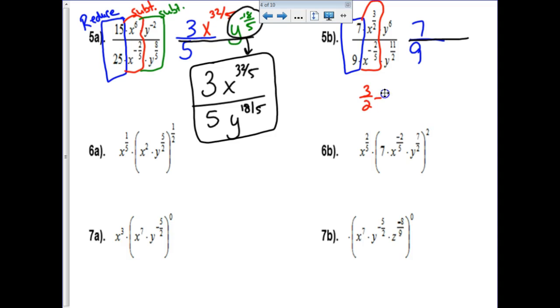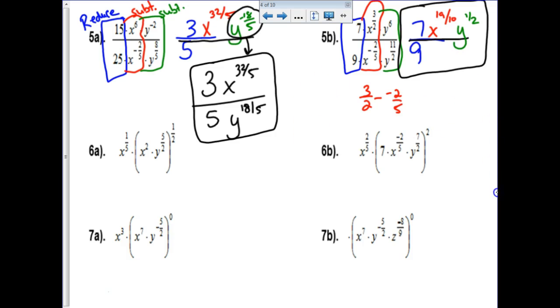So 3 halves minus a negative 2/5. Again, I'm tired. I don't want to think anymore. Tapped out for the day on my math. And I got 19/10. So this is x to the 19/10. And then here for the y's, 6 minus 11/2 is positive half. So this is y to the 1/2. And no one can read what I wrote here, so let me try that again. Oh, it gets worse every time. There are no negative exponents, so we're actually good. Leave it.